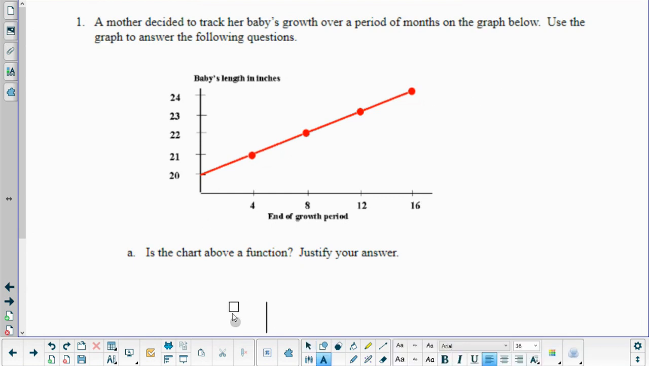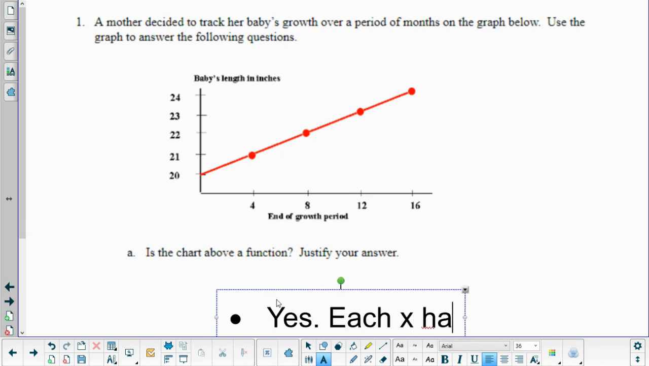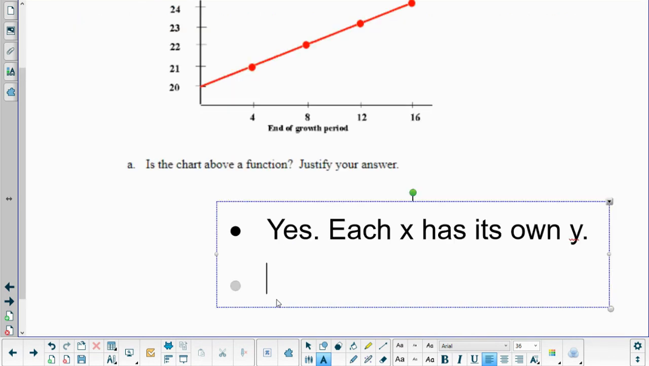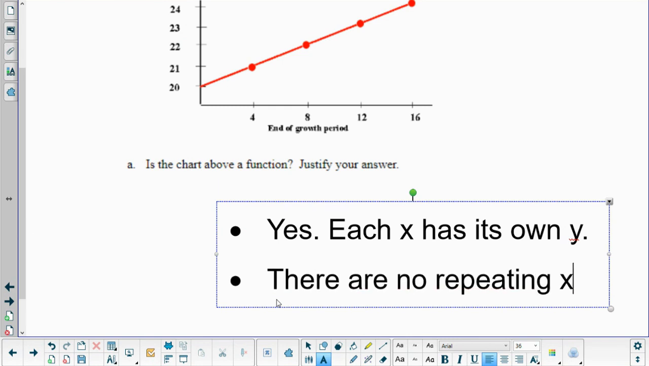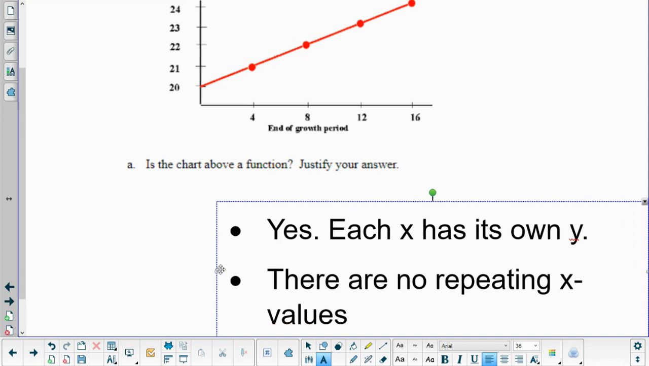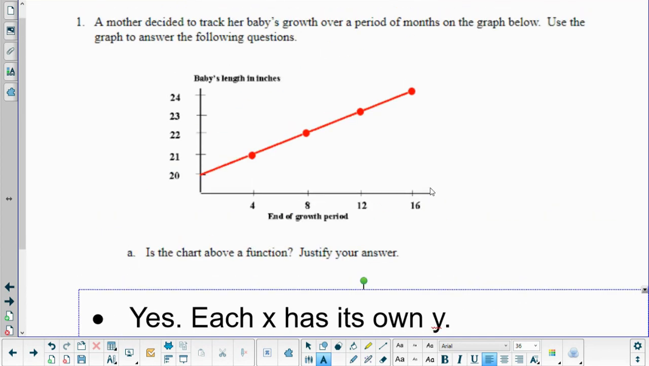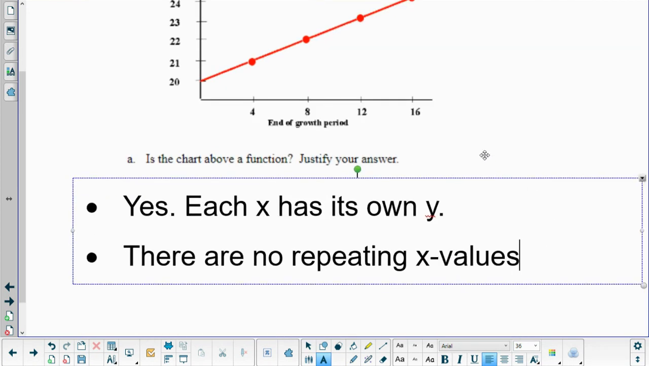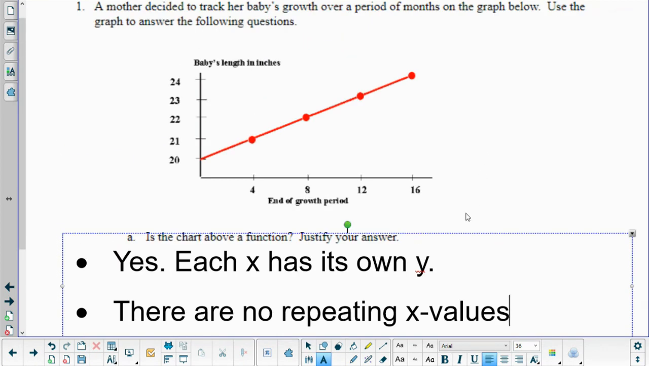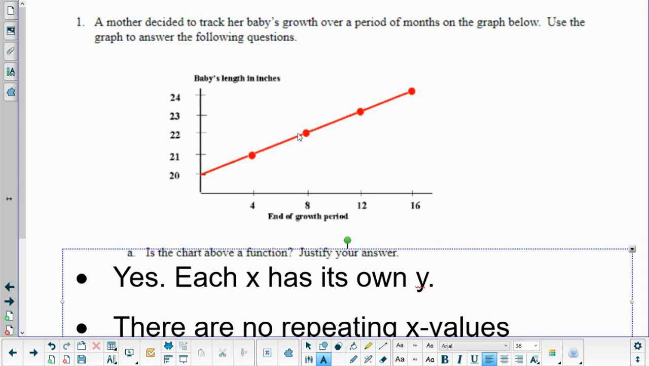I'm going to go ahead and type that here. You could also say there are no repeating x values. So a couple different things that you could say for that question there. All of them show why it is a function. Okay, and this makes sense in this problem because we're talking about one baby's length. As they grow, they can't be two different lengths at the same age.